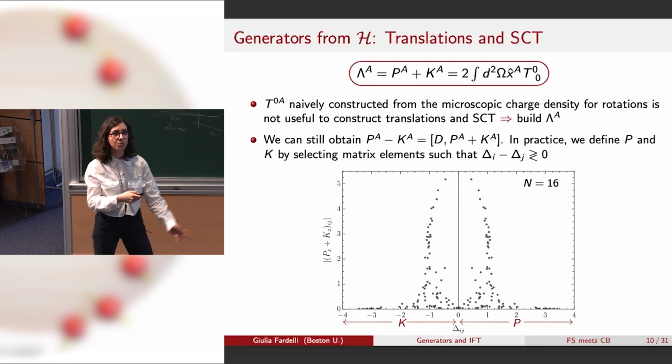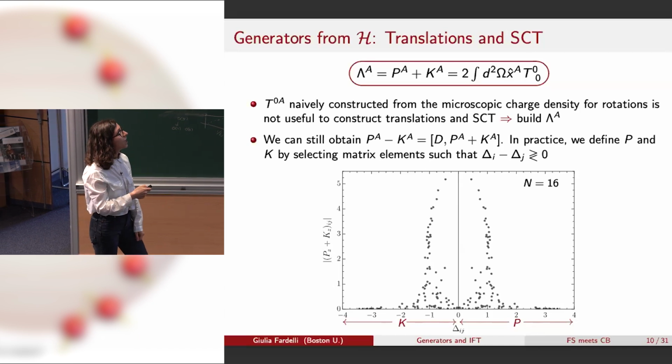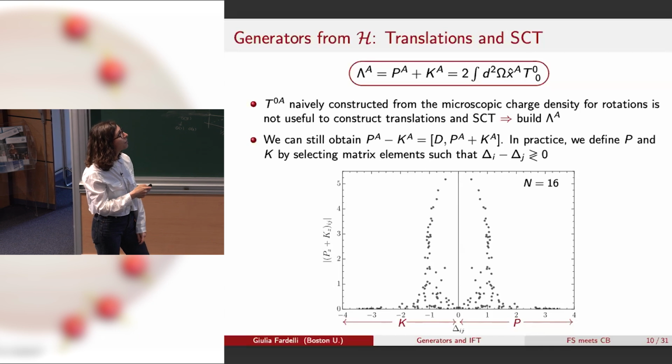But this does not mean that we don't have access to both PA and KA separately, because we can use the conformal algebra to actually construct the difference of the two. You just have to take the commutator of the dilatation with this sum, and then you can disentangle PA and KA.